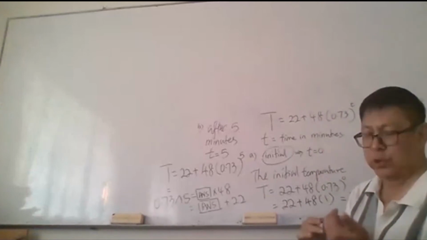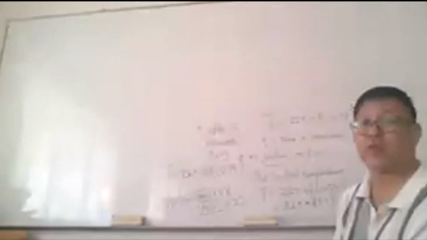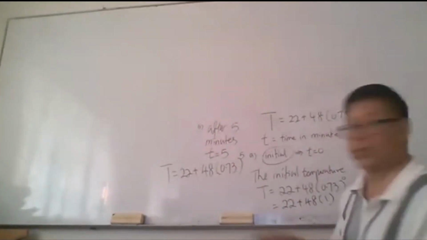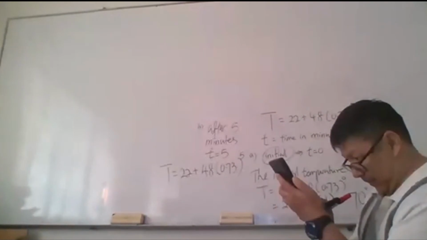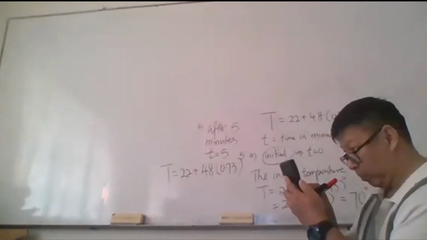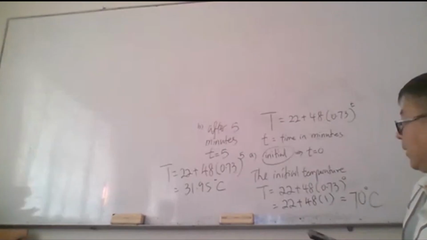It's up to you. My calculator is not so advanced, maybe yours is more advanced. I'm using the 350 MS only. So you can use your calculator to see the outcome. My answer gives me about 31.95 degrees Celsius. Am I right?